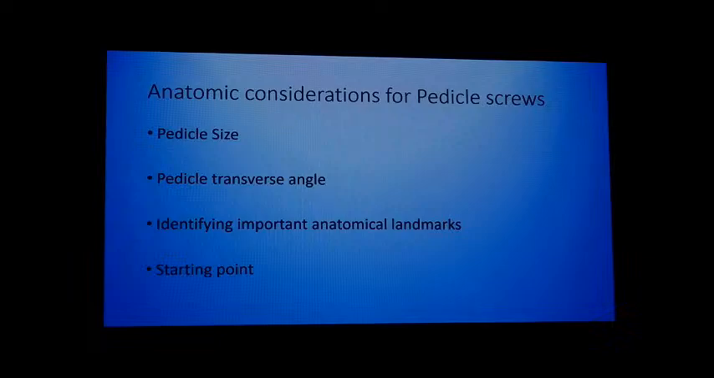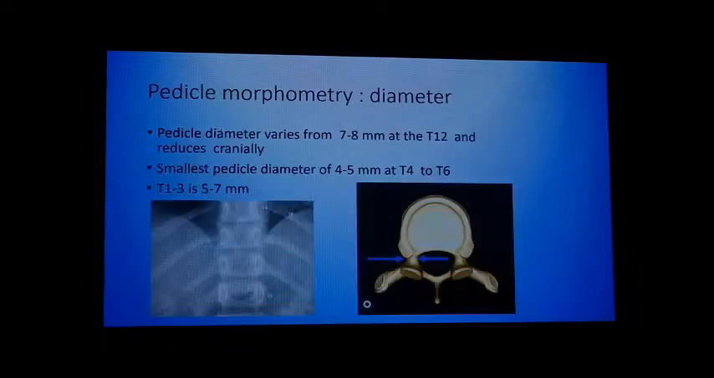So it's about pedicle size, the transverse angle of the pedicles, which are very variable. It is important to identify the landmarks, especially the transverse process and the superior articular facet, and the starting point, which is also variable. Now, starting with the pedicle diameters and the shape. So the shape, as you can see here, it's kind of oval shaped, and the craniocaudal diameter is longer than the mediolateral diameter.